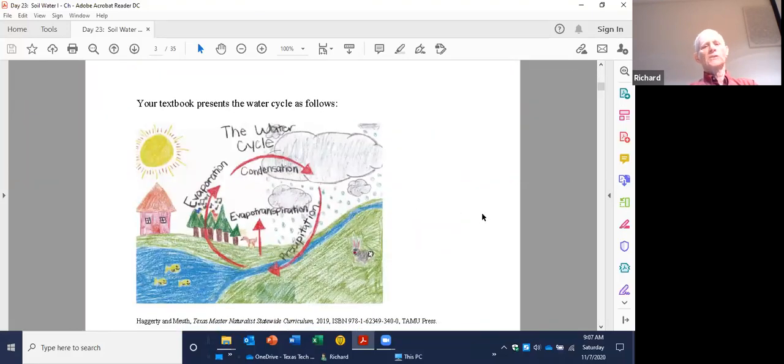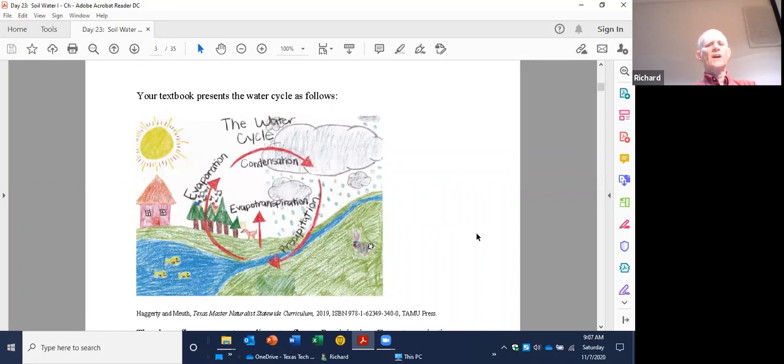Your textbook has the water cycle as follows. This is a nice water cycle in that it talks about precipitation, and then we have evaporation or evapotranspiration. And then that water is in the atmosphere as a gas. That water needs to condense into liquid water to fall to the soil by precipitation.